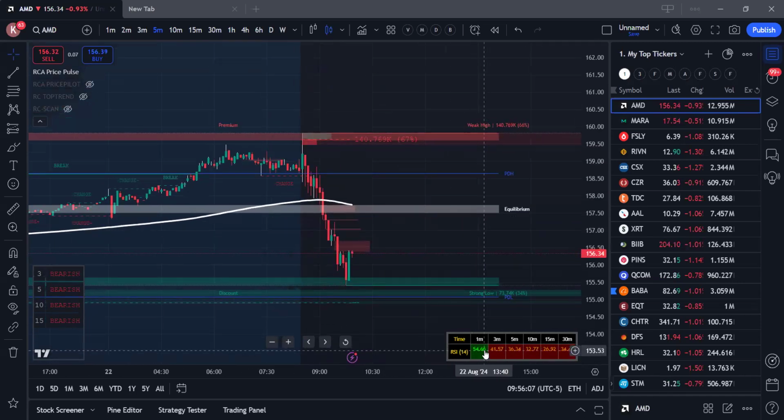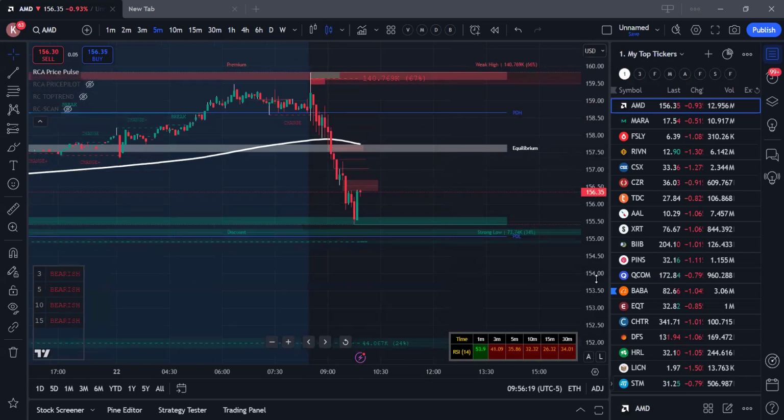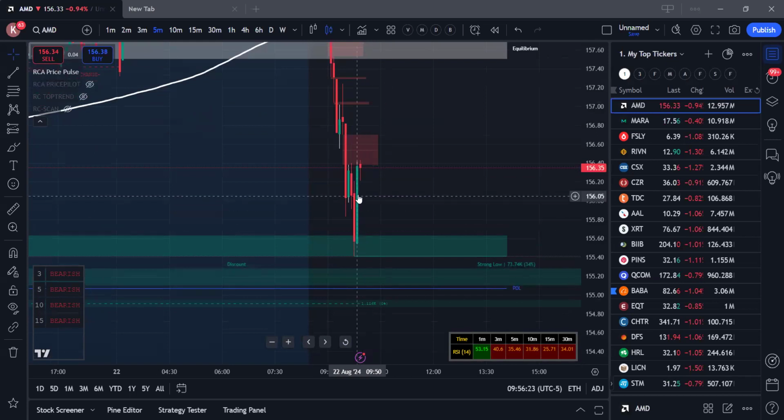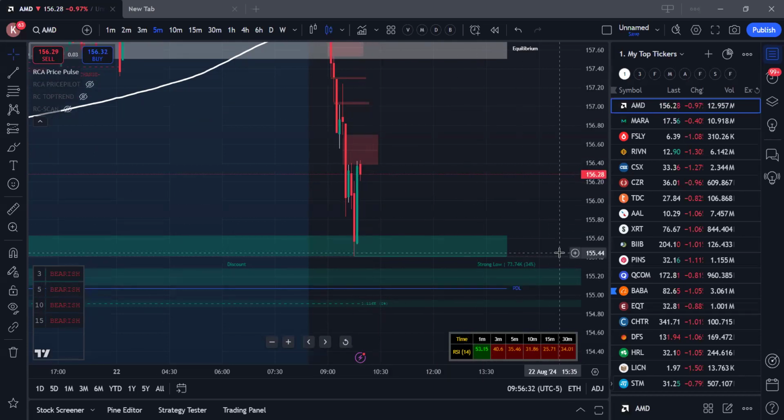Just the 1 minute turned to green. If the 135 turns to green, it came all the way to the discount, trying to bounce back. If all these three turn to green, we can go long on AMD. Otherwise, you can wait for it to touch the previous day low. Previous day low is always a strong support. Whenever it touches the previous day low, it will start moving up.